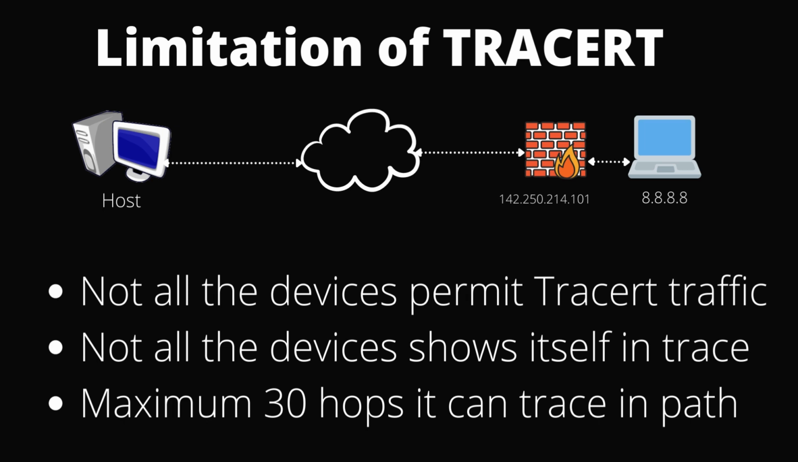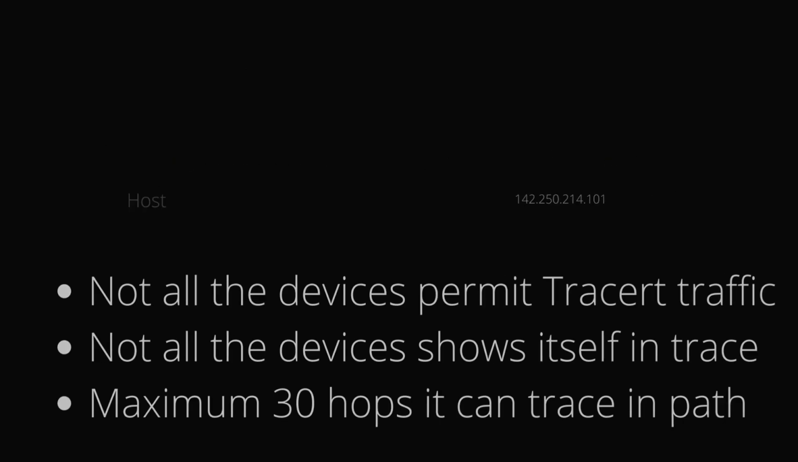Again, there's a limitation with the maximum 30 hops, right? You cannot go beyond 30 hops as per the Windows default. If the device is farther than 30 hops, you will not be able to complete your trace, right? It will automatically drop after 30 hops. So this is a limitation with the traceroute.